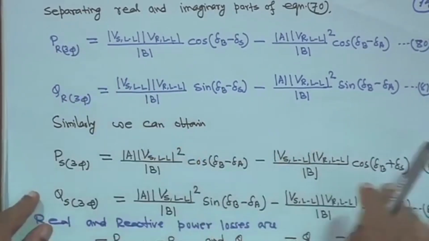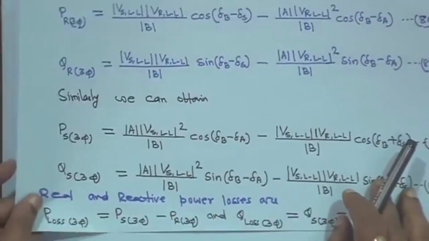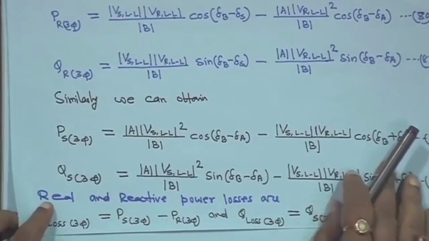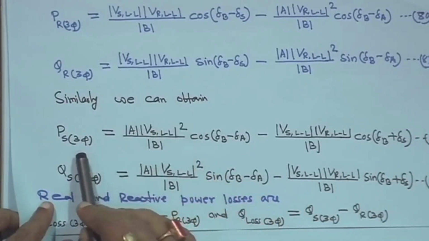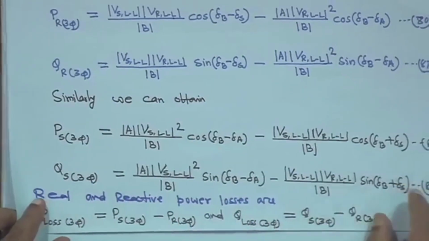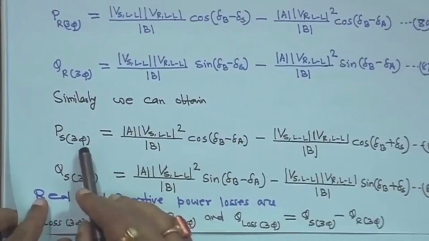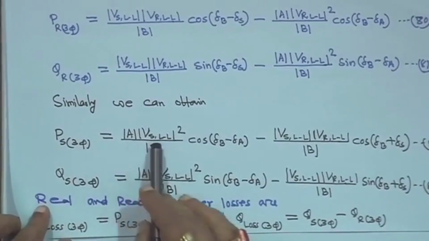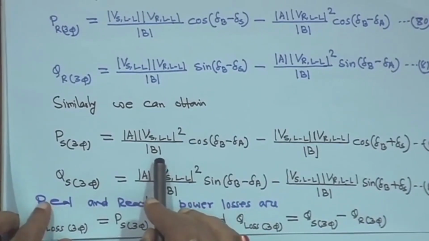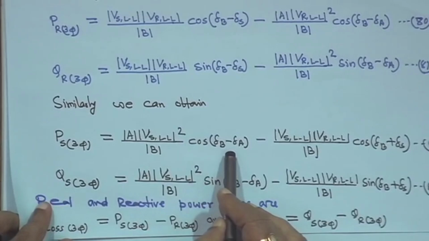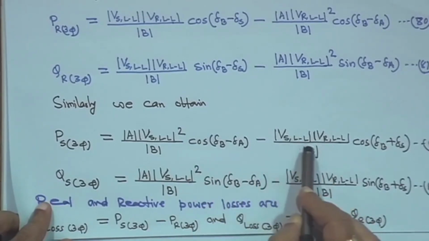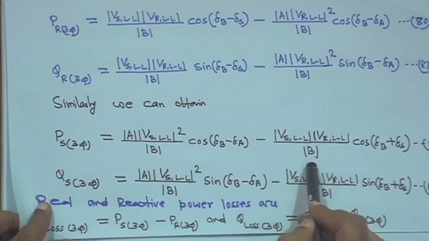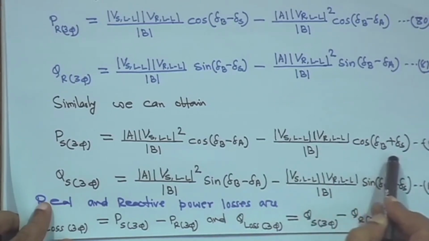This is receiving end. So, this is an exercise for you, you find out for the sending end side, but I am giving you the final expression. Similarly, we can obtain sending end one, right. So, P s, your sending end 3 phase power, is A V s L L square upon mod B cosine(delta b minus delta a), minus V s L L V r L L upon mod B cos(delta b plus delta s).